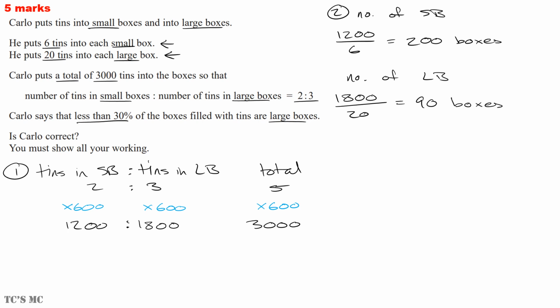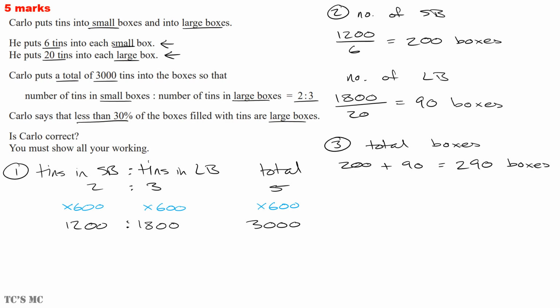For having 200 small boxes or 90 large boxes, we now have our third mark. Step 3, we need to work out the total number of boxes. So that is 200, add 90. So Carlo needs a total of 290 boxes.